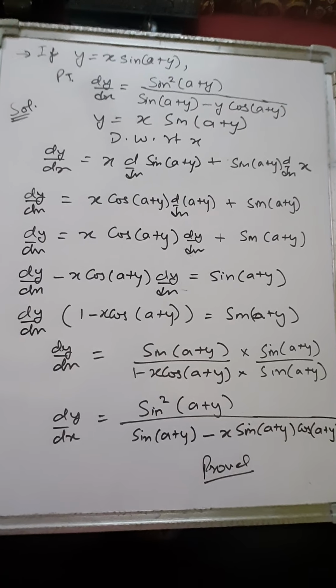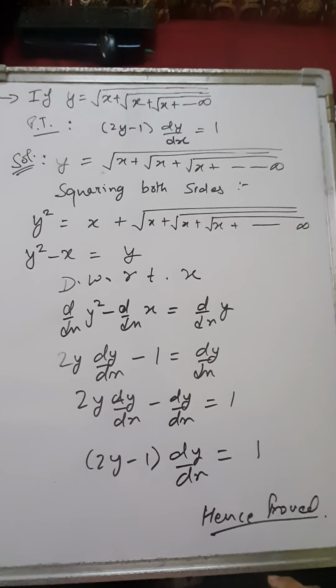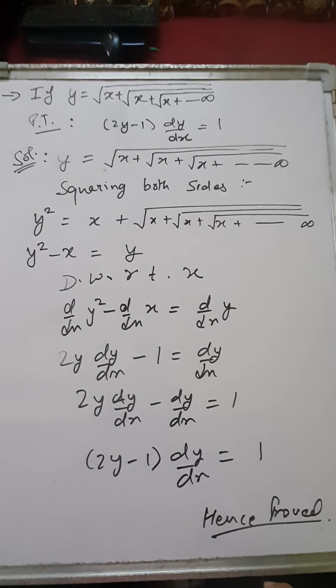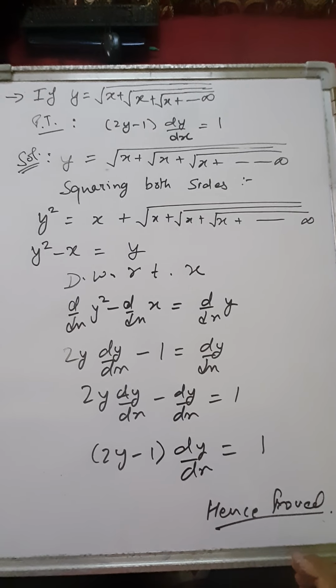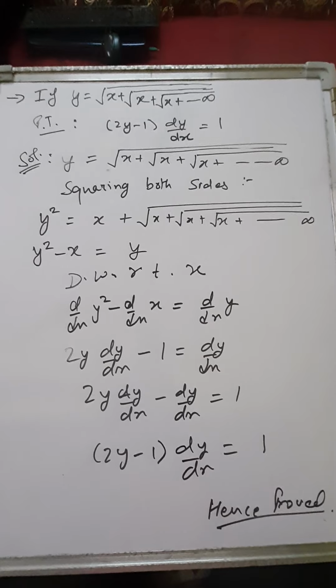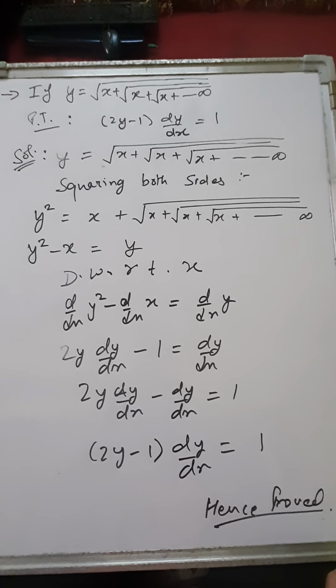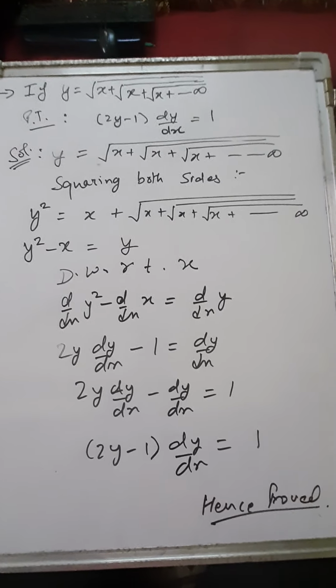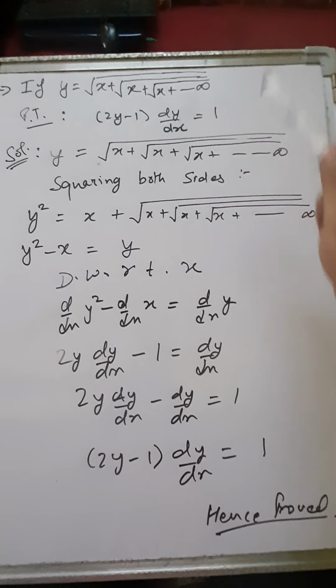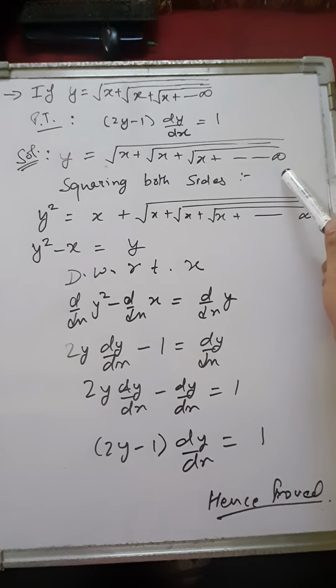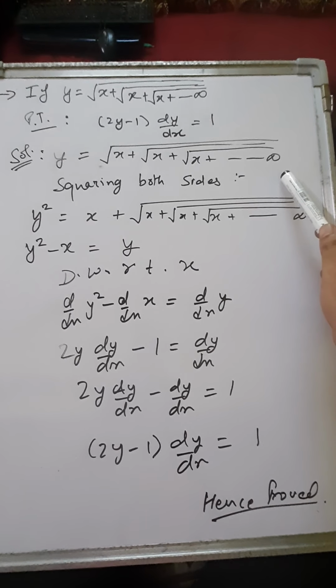Note down, please. Children, our next sum says that if y equals root of x plus root of x plus root of x and so on up to infinity, prove that (2y minus 1) dy by dx equals 1. This we have to prove, and this we are given. So y equals root x plus root x, something like that is given.